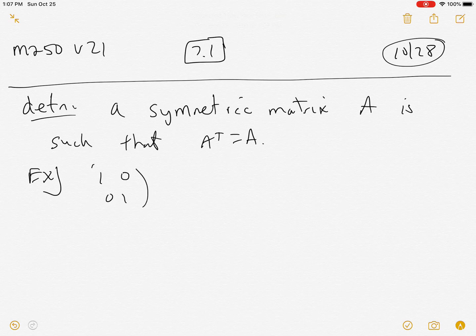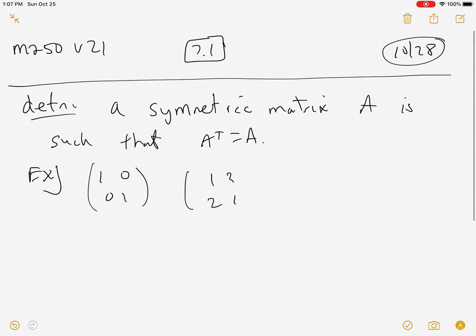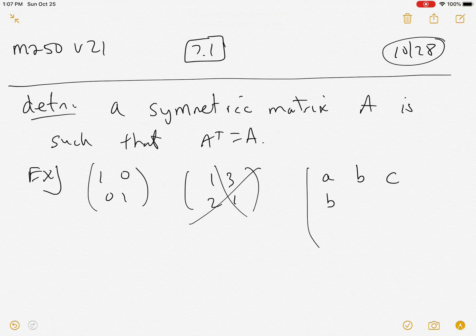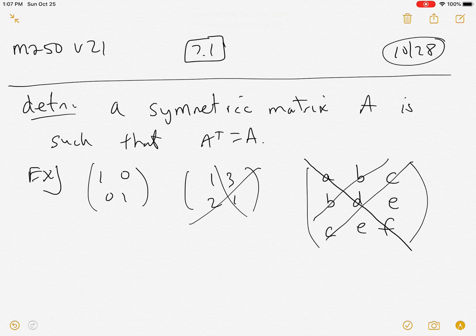1, 0, 0, the identity matrix is symmetric. The 1, 1, 2, 3, nope. Not symmetric. How about A, B, C, B, D, E, C, E, F? Yep, that one's symmetric. Basically, if you draw a line through the diagonal, all the other entries need to match. And that gives you the symmetry across the diagonal.